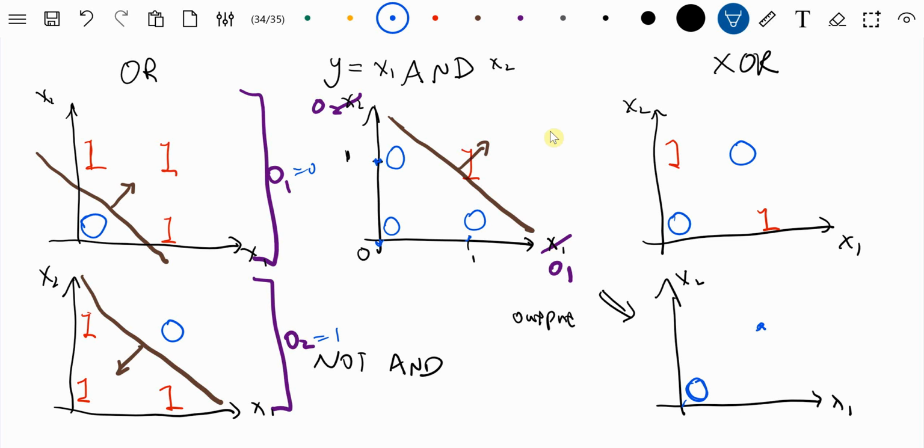So x1 is 1, x2 is 1. The first perceptron would output 0. The second perceptron would output 1. And then we would combine to get 1, 0, which is this point. So the output is also 0 here. So it's kind of promising.